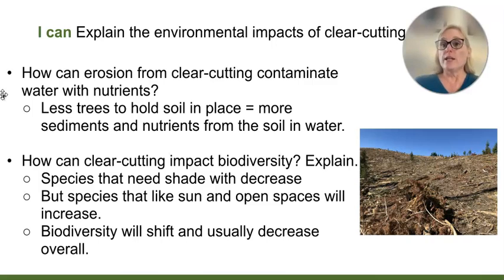Okay, how does clear cutting impact biodiversity? Well, species that need shade are going to decrease. There's no shade. Species like the sun, though, are going to increase. So you're going to have this boom of sun-loving species. And then biodiversity will shift. So you might have less shade, more sun species. Overall biodiversity goes down, but you are going to have a little bit of shift. It's not going to go away completely. You're going to have your sun-loving species there. So it's going to shift.